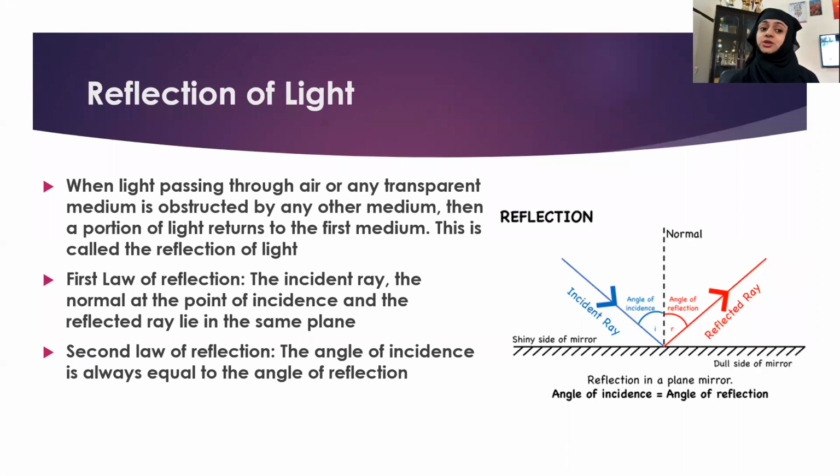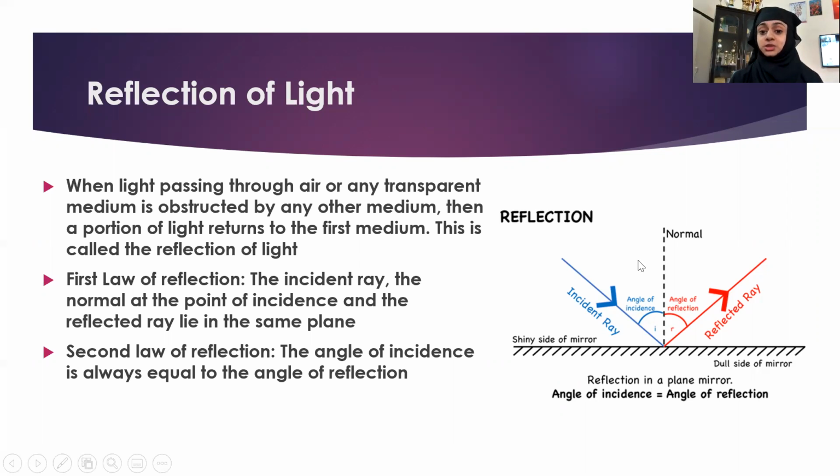What is reflection of light? When light passing through air or any transparent medium is obstructed by any other medium, then a portion of light returns to the first medium. This is called reflection of light.